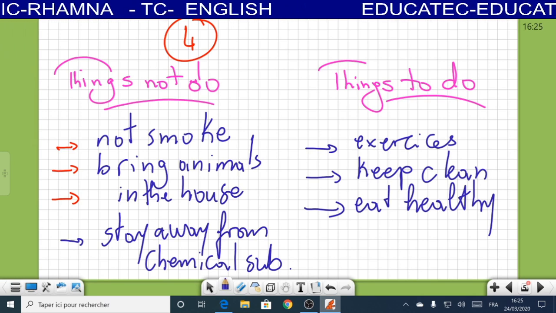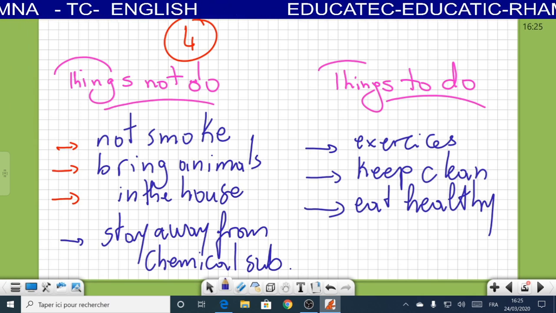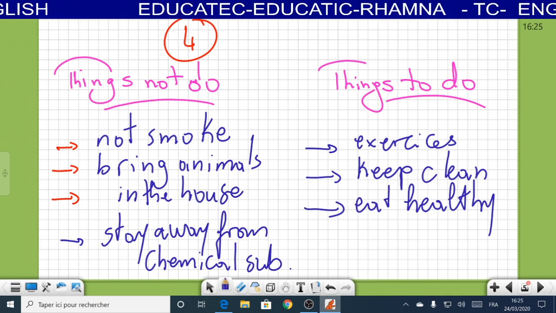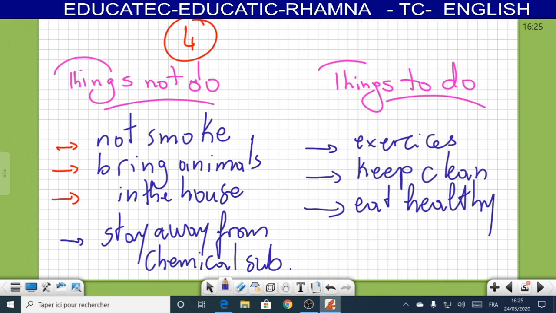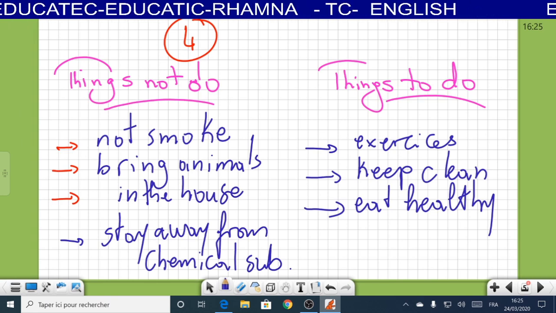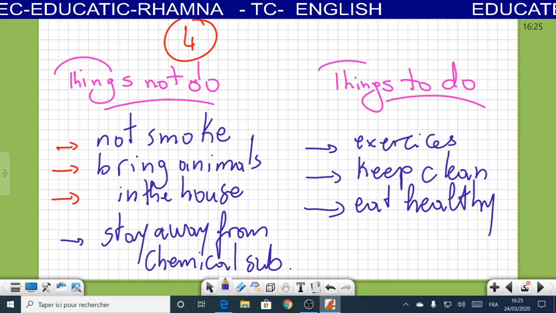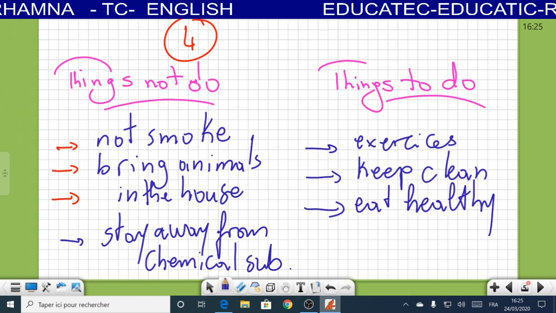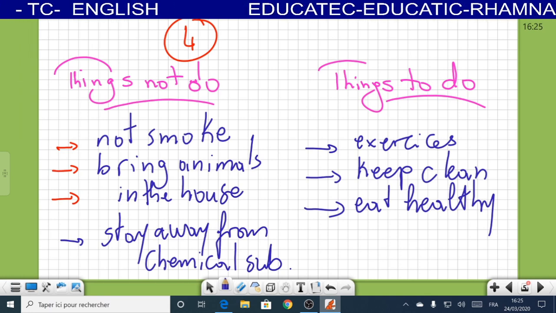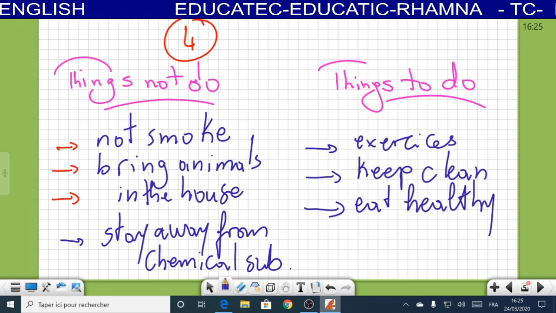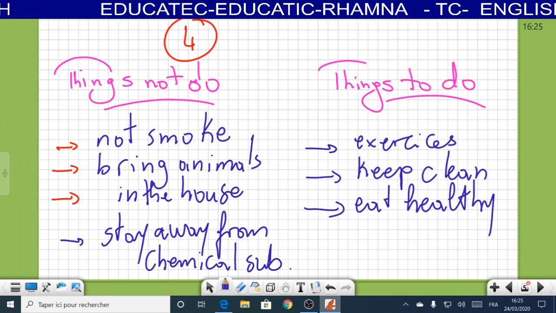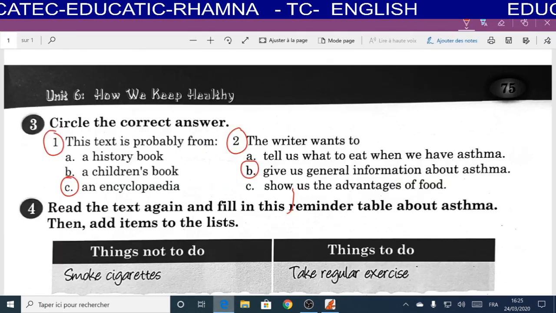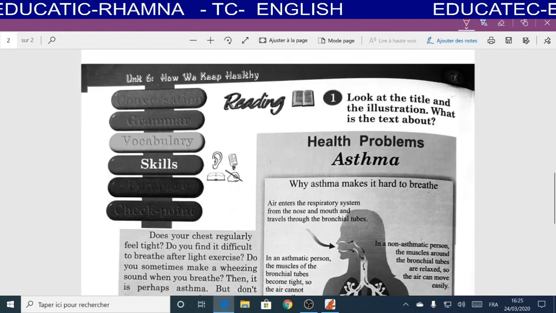I hope that this activity is clear for everybody. As I told you, we have a text about an illness which is asthma. We have talked about the definition of asthma, the causes of asthma, and the medicines of asthma, and how to prevent asthma by taking good food, doing exercises, living in clean places. And we have seen some activities about this text.